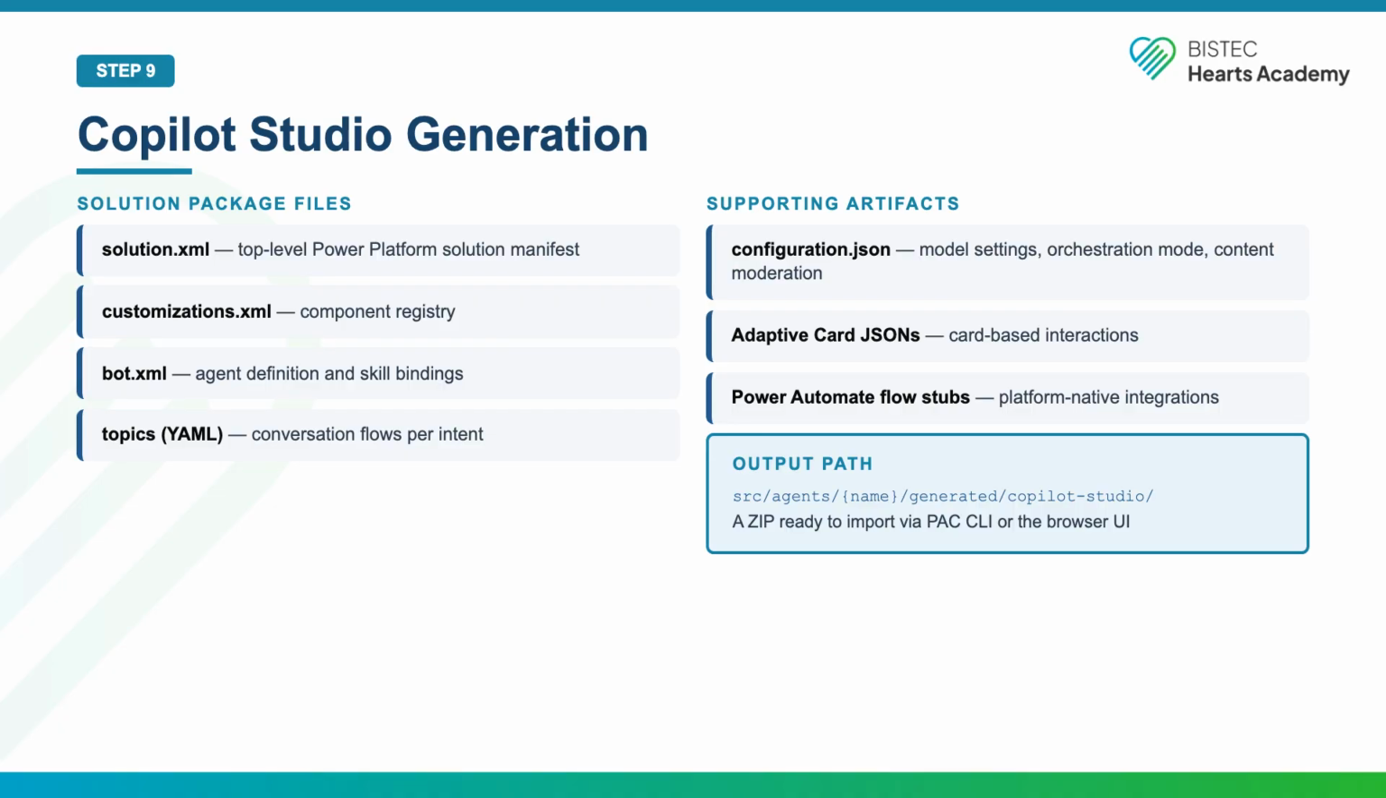Alongside those core files, the generator produces supporting artifacts. A configuration JSON file captures model settings, orchestration mode, and content moderation configuration. Adaptive card JSON files handle any card-based interactions you defined in the DSL. Power Automate flow stubs are included for platform-native integrations. Everything lands in a ZIP file at the agent's Copilot Studio generated folder. That ZIP is what you import into Copilot Studio via PAC CLI, which the next slide covers, or through the browser-based solution import UI. Nothing in the output requires manual assembly before the first import.